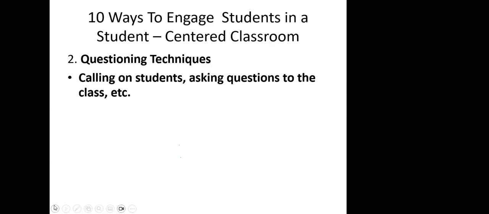You are about to start point number 2. Can you start from there? Okay. So I said number 2, as a teacher, once you go in the class, you have prepared your lesson. Once you go there, just write the topic of the day on the board. After that, you use the questioning techniques by calling on students.